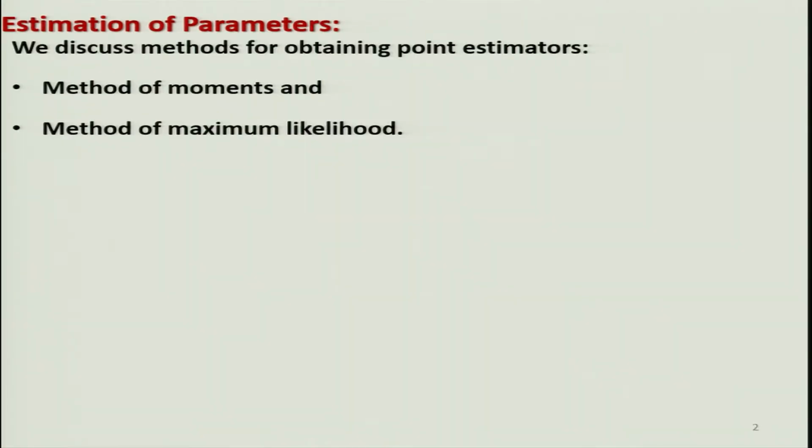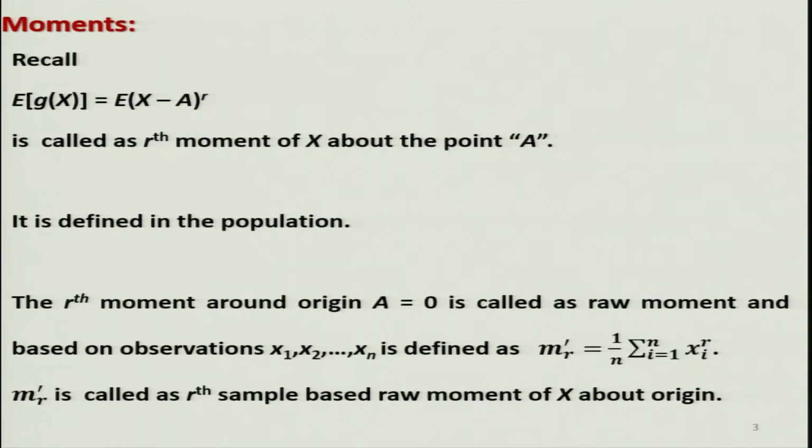So, now as I said, we are going to talk about the method of moments and method of maximum likelihood. Method of moments we are going to talk about in this lecture, and method of maximum likelihood in the next lecture. You can recall that we had considered the expected value of a function of a random variable as the expected value of (x minus A) raised to the power r, and this was called the rth moment of x about the point A, and it is defined in the population.